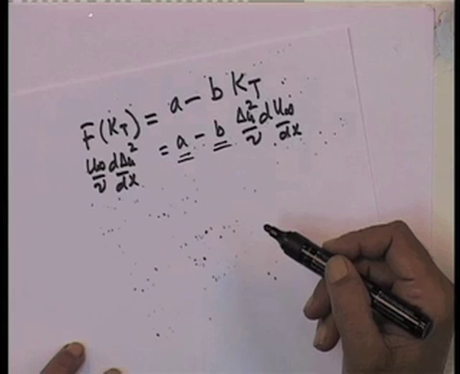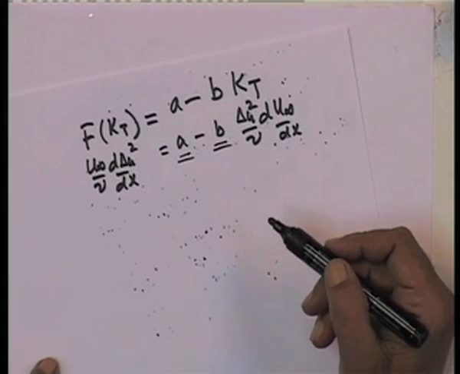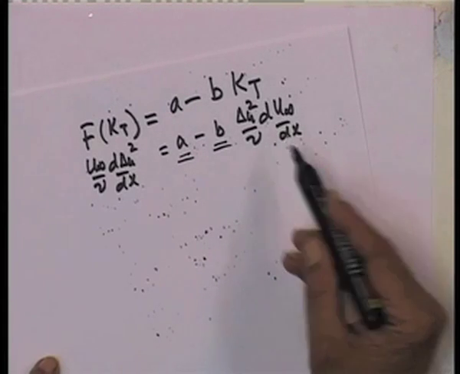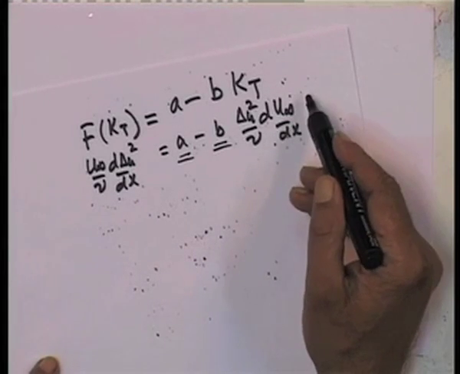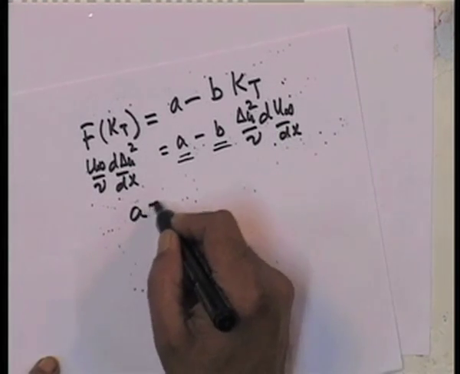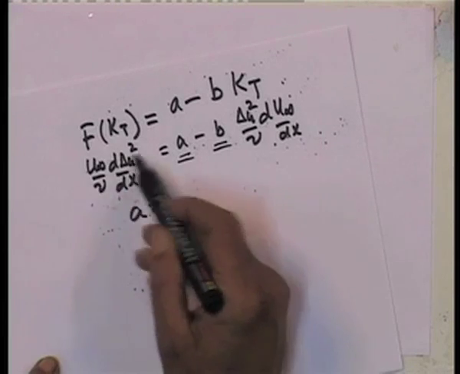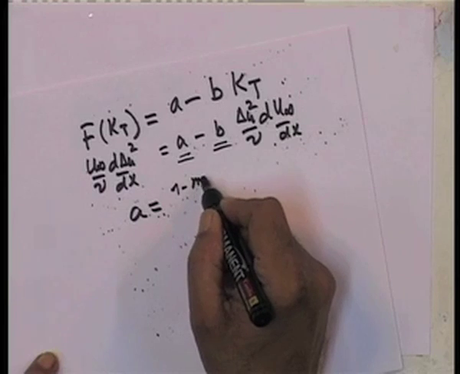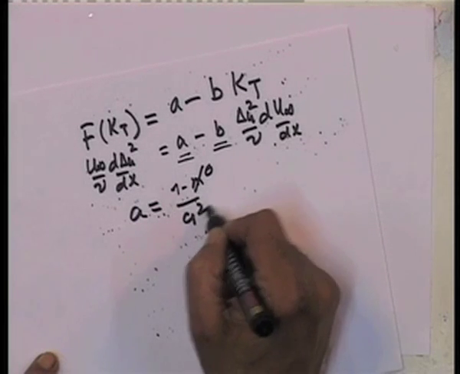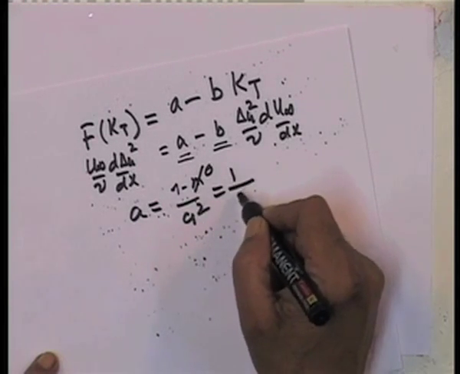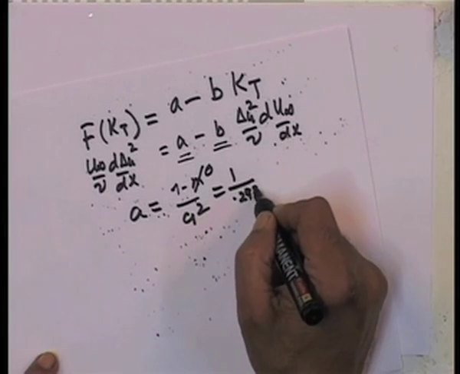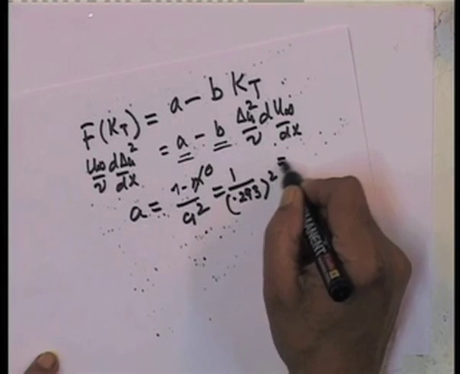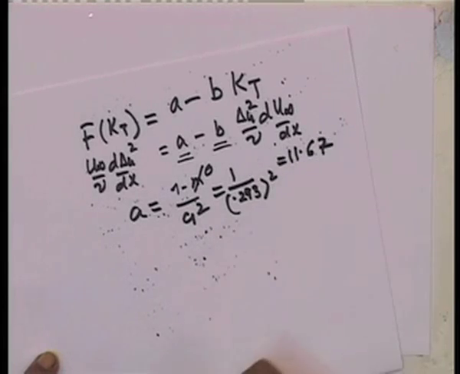So, the first thing I do is to look at the flat plate solution for which du infinity by dx is 0, and therefore, a will be simply equal to 1 minus m, which is equal to 0, divided by C1 square. So, that is equal to 1 over 0.293 whole squared, which is 11.67.